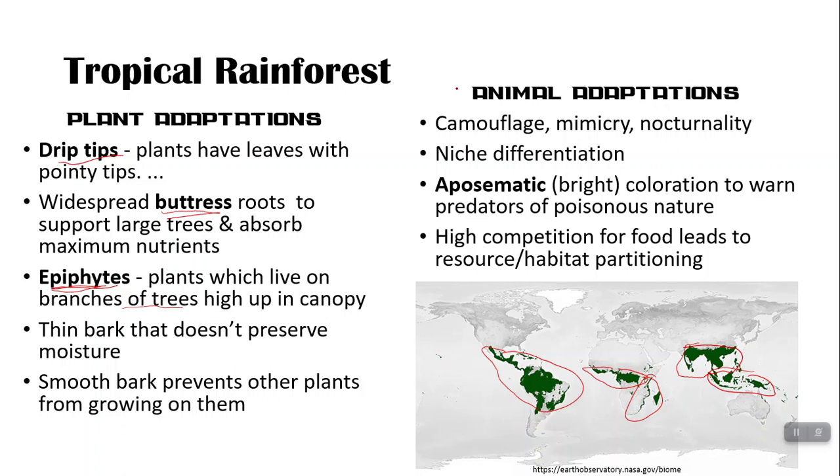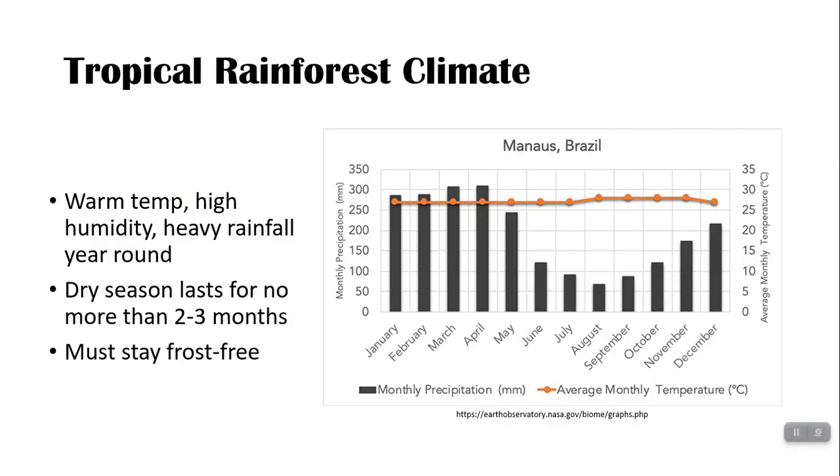There's also something called aposematic coloring, which is when some animal has very bright, very vivid colors that warns predators, hey, I'm poisonous. So think of those very bright, poisonous dart frogs. The climate in a tropical rainforest is, of course, rainy. Notice the scale here for precipitation. In some months, the monthly precipitation on average is 300 millimeters, twice as much as the heaviest rainfall we've seen anywhere else. Then there can be a bit of a dry season, but the dry season won't last more than a couple of months.